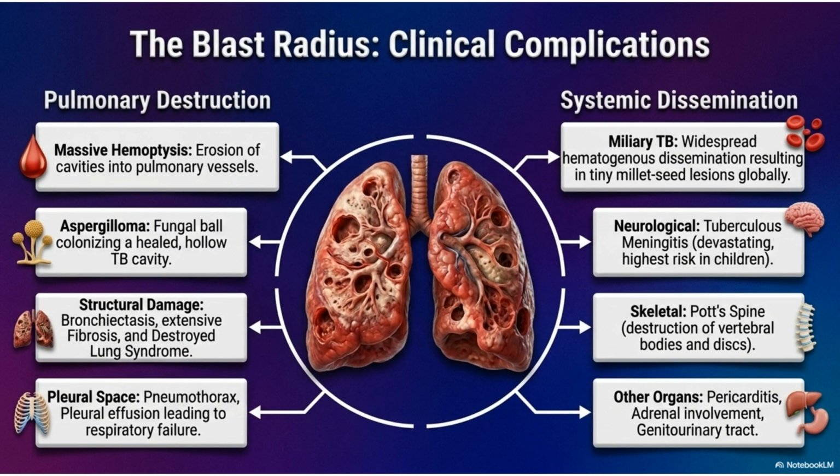Untreated or inadequately managed TB can lead to severe clinical complications, including massive hemoptysis, structural lung damage, and systemic dissemination. The infection can spread beyond the lungs, potentially affecting the brain, spine, and other vital organs.